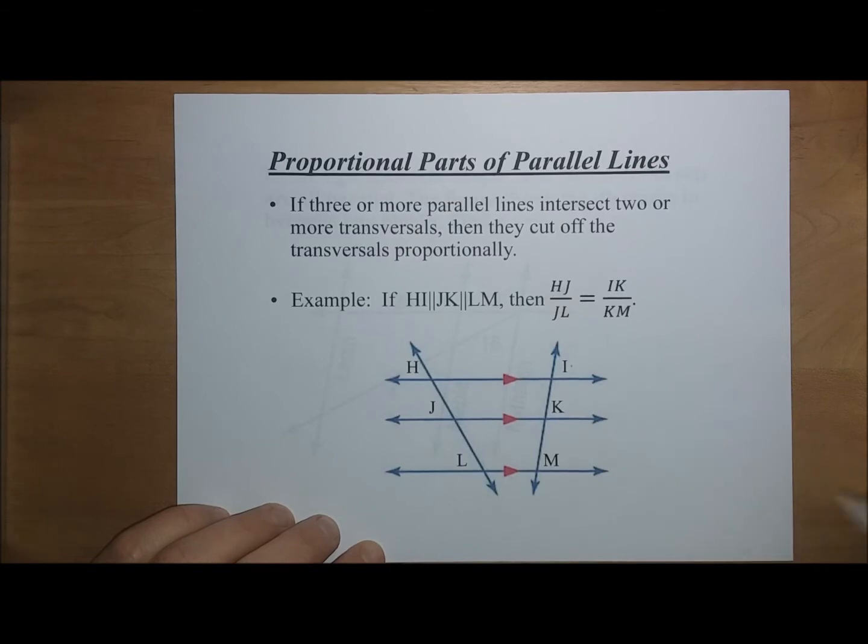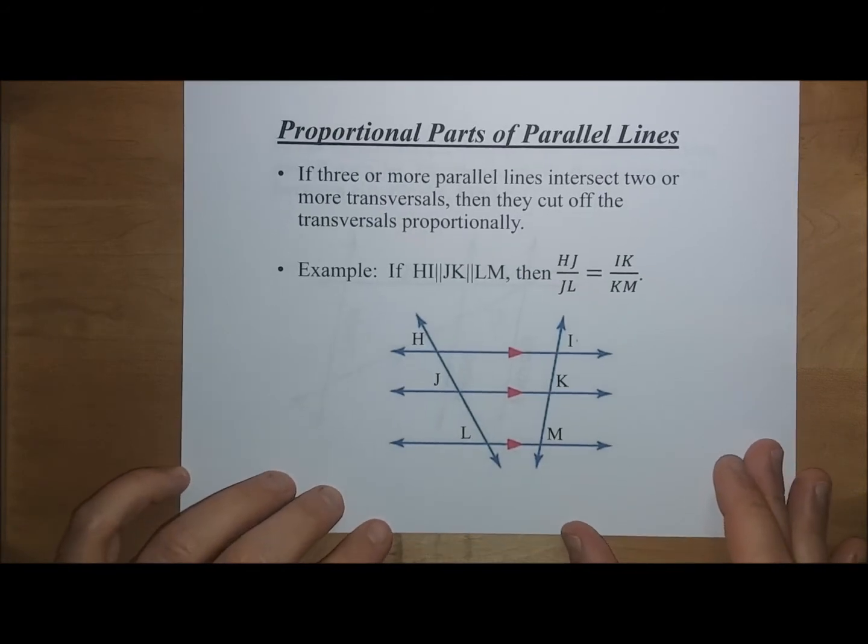And if you go out infinitely in both directions and there are other transversals, you're going to see those same proportions. HJ over JL will equal IK over KM. Now an equivalent proportion would be HJ over IK equals JL over KM. You might see something like that. So why is this true? Proportional parts of parallel lines.